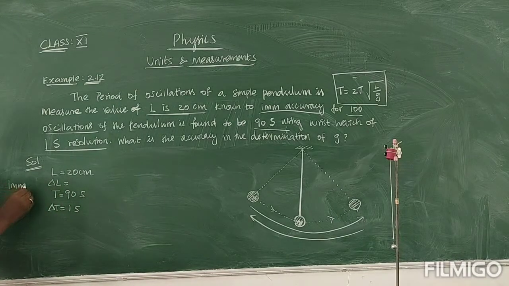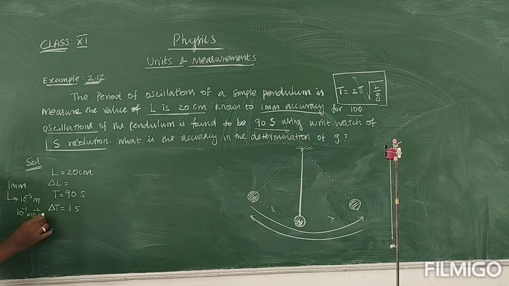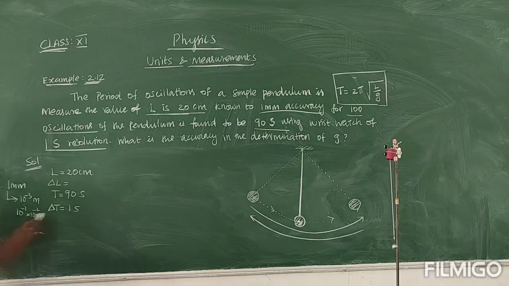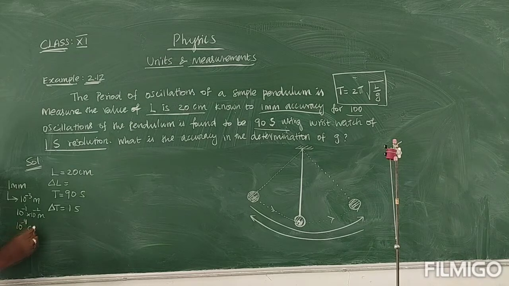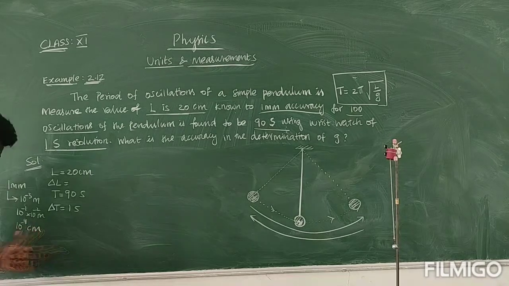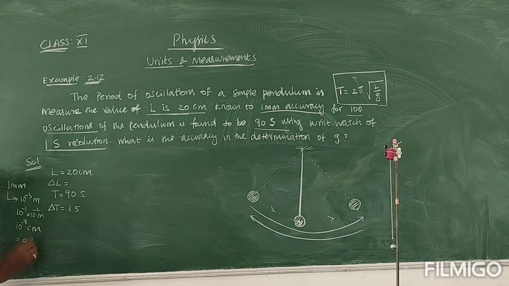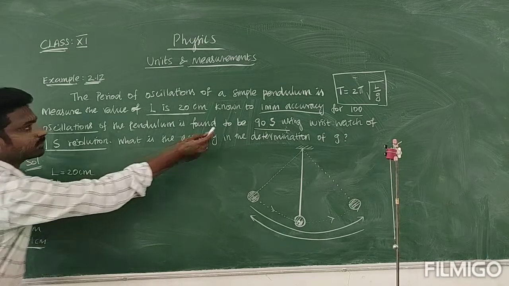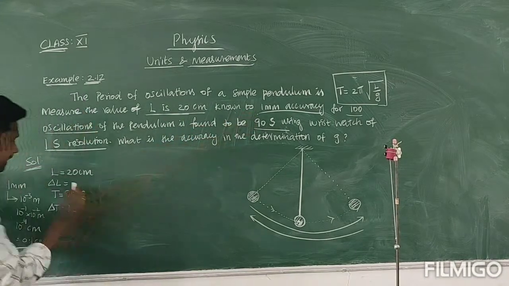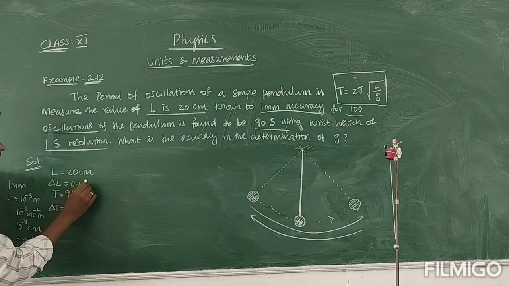So 1 millimeter you can write as 10 power minus 3 meter, or 10 power minus 2 into 10 power minus 1 meter. So 10 power minus 2 meter I can write as centimeter. So 10 power minus 1 centimeter. Okay, so 10 power minus 1 you can write as 0.1. So 0.1 centimeter. So this 1 millimeter I can write as 0.1 centimeter.